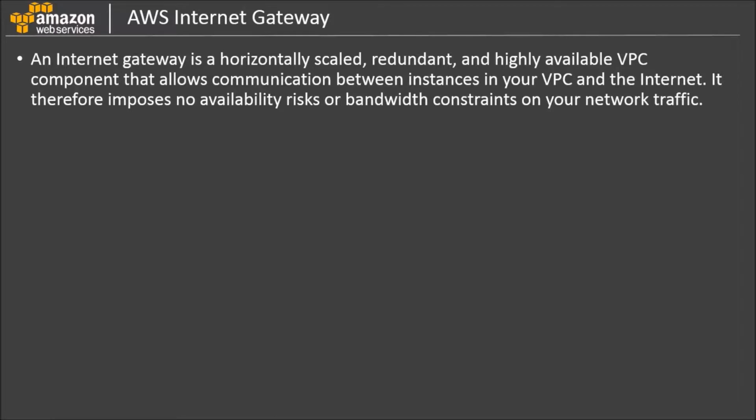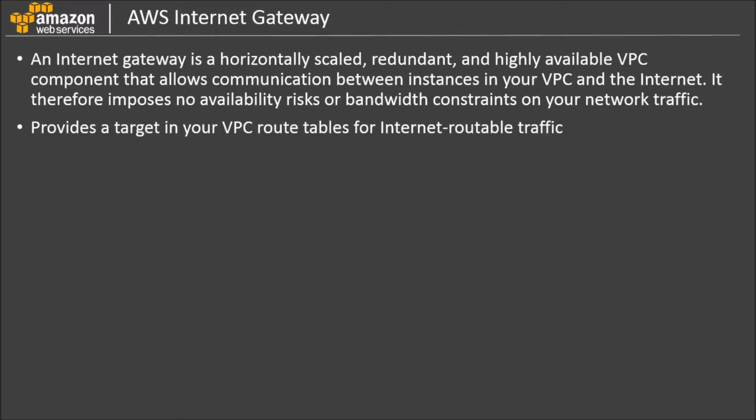We have just seen internet gateway in our last diagram. So what is internet gateway? An internet gateway is a horizontally scaled, redundant, and highly available VPC component that allows communication between instances in your VPC and the internet. It therefore imposes no availability risk or bandwidth constraints on your local network traffic. Internet gateway provides a target in your VPC route table for internet routable traffic.